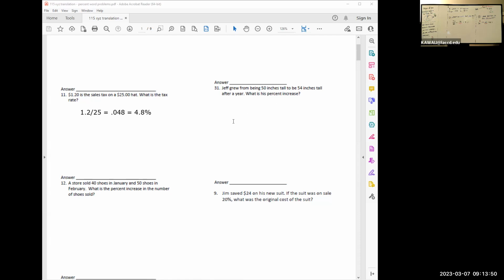Now, this one is sort of the opposite one, right? We went from being 50 to becoming 54 inches tall. Okay. So I want to know what percent he increased. Well, the amount that he increased was 4 inches. So this is 4 divided by 50 is equal to 0.08 is equal to 8%. Okay. Try doing 12.